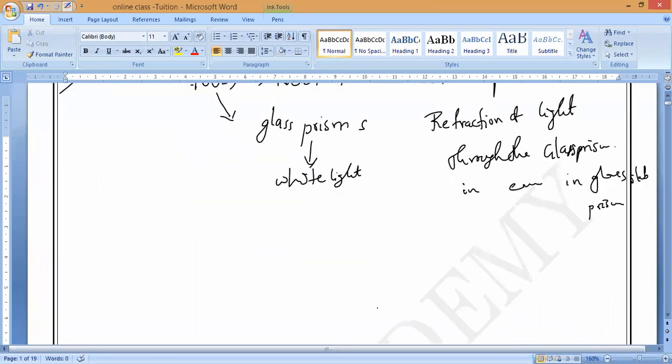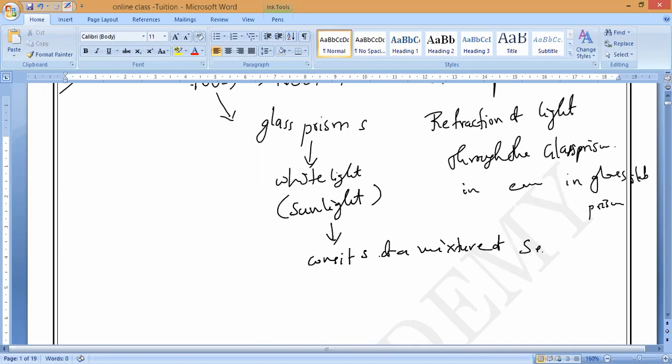White light means, for example, what? Like sunlight. Do you understand that? Sunlight consists of a mixture of how many colors? Seven colors. That is the beginning point of dispersion of light. Newton first found that white light, like sunlight, has a mixture of 7 colors, and he found that with the help of prisms.